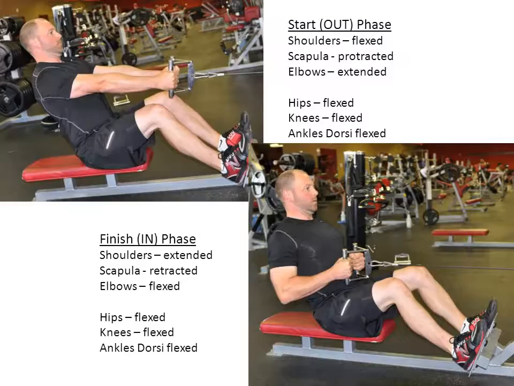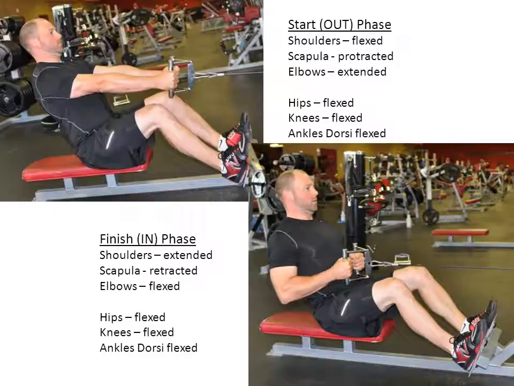So let's recap. Here Steve is doing a seated row on the top left-hand side. He's in the starting position, or in the out phase of the seated row. Let's take this piece by piece. Starting with his shoulders, you can see that his arm is brought forward, so he is in a flexed position at his shoulder joint. If you look at his scapula, they're pulled apart, so this is protraction at the scapula. His elbows are straightened out, and this is called extension of the elbows.